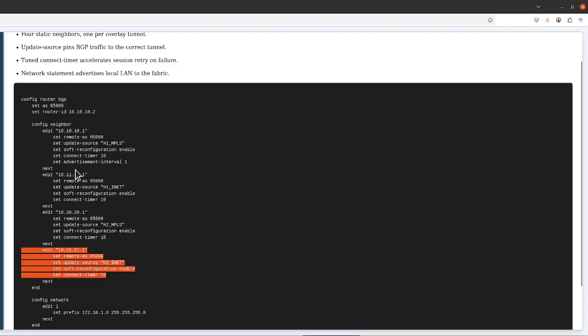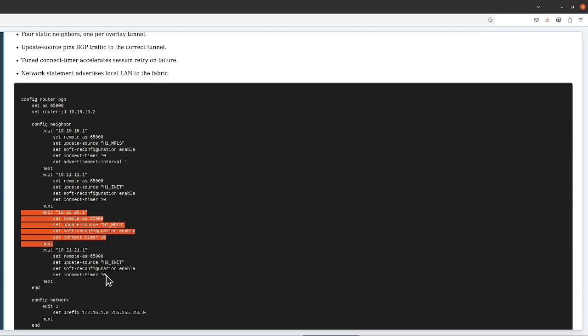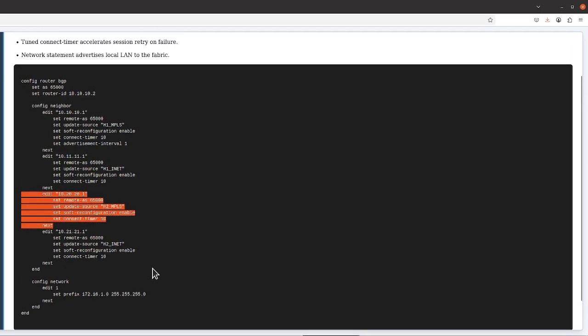Neighbor 10.10.10.3 is hub 1 over the internet overlay with update source H1_INET. Neighbor 10.20.20.1 is hub 2 over the MPLS overlay with update source H2_MPLS. Neighbor 10.20.20.3 is hub 2 over the internet overlay with update source H2_INET. After these 4 blocks are applied, the spoke will establish 4 independent BGP sessions, receiving route advertisements over all 4.